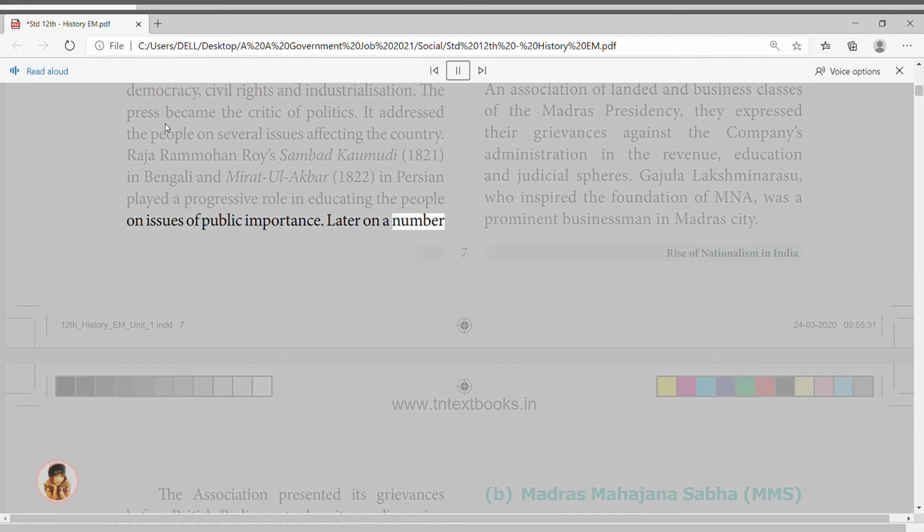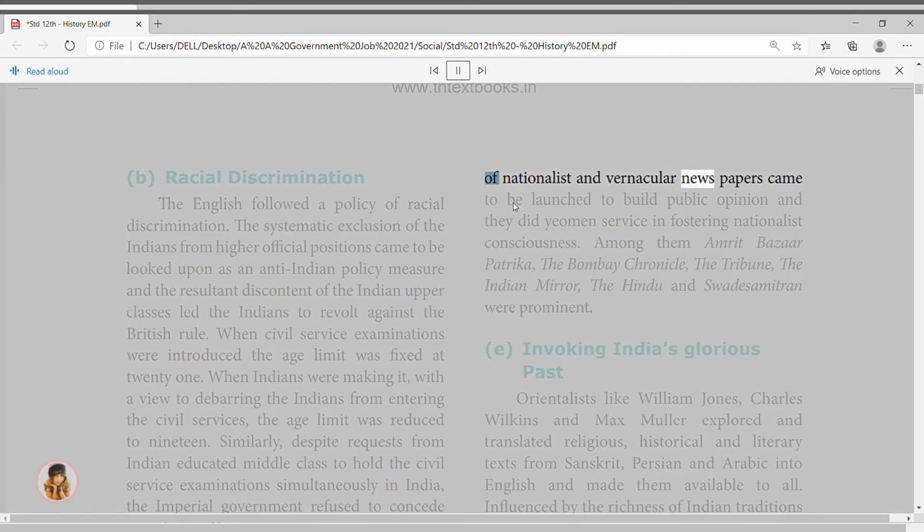Later on, a number of nationalist and vernacular newspapers came to be launched to build public opinion, and they did yeoman service in fostering nationalist consciousness. Among them Amrita Bazar Patrika, the Bombay Chronicle, the Tribune, the Indian Mirror, the Hindu and Swadesamitran were prominent.